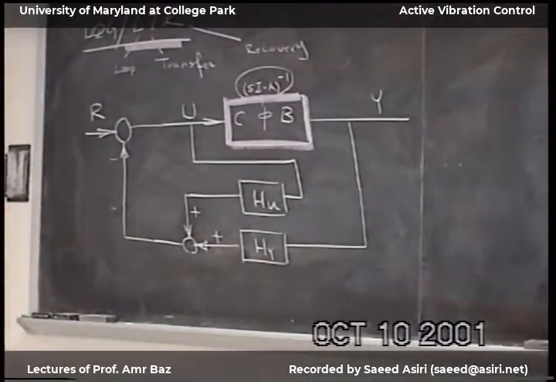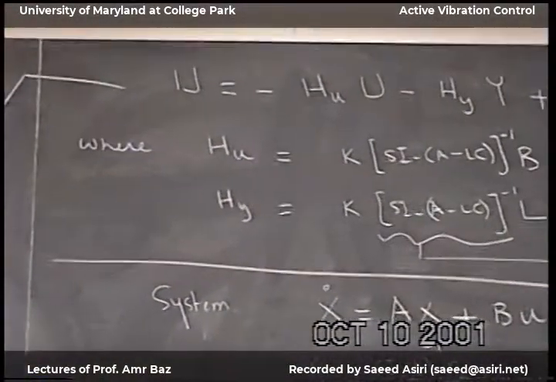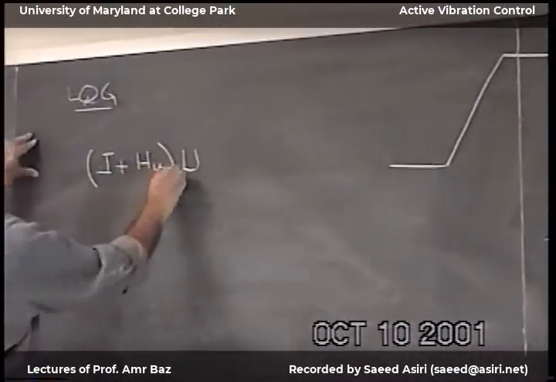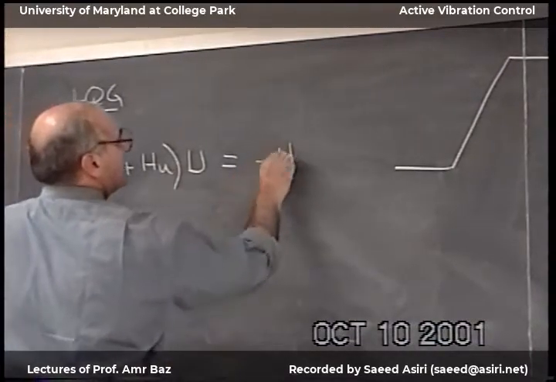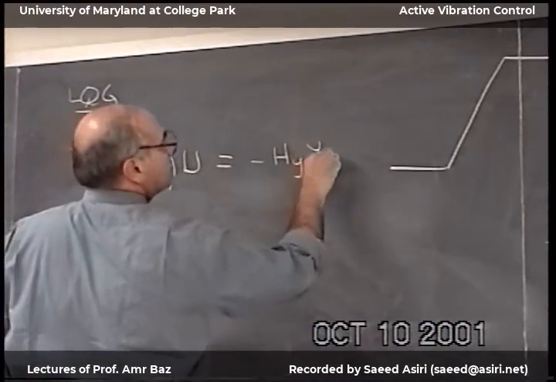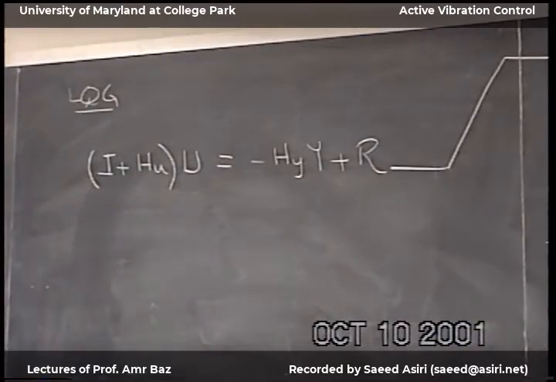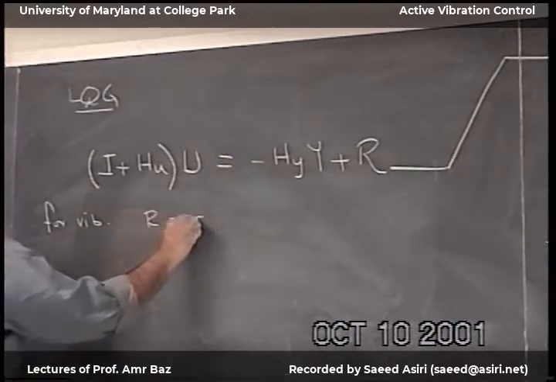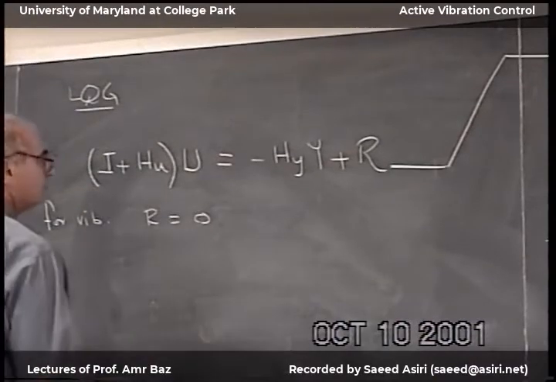Again, from here, I can say that (I plus Hu) times u is equal to minus Hy times y plus r. And for vibration purposes, R is equal to 0. And now I have the relationship between these two parameters.